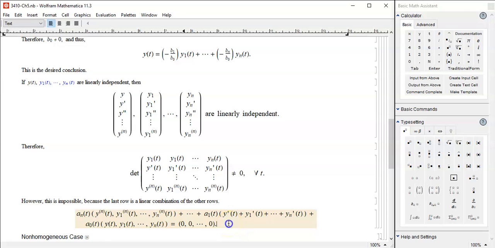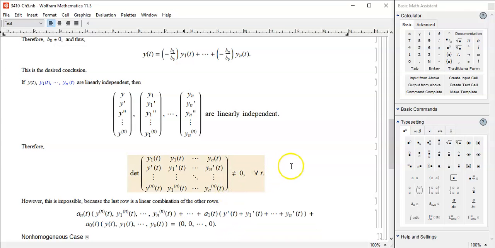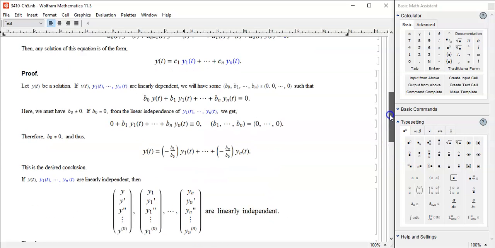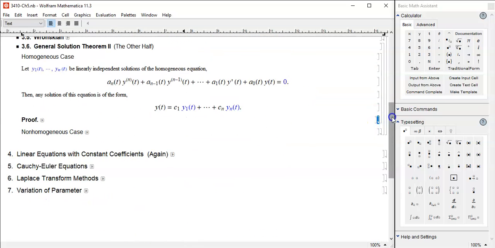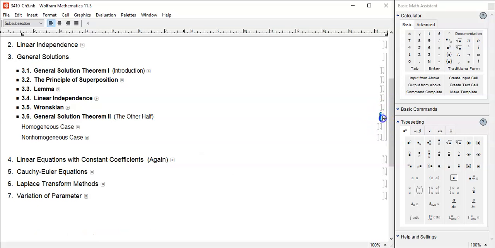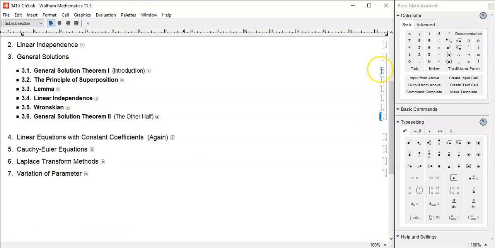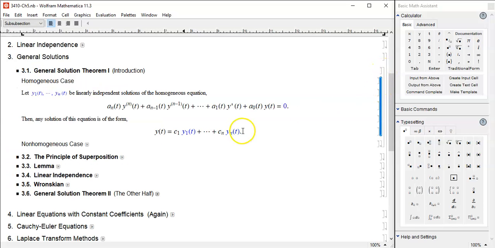So what do you have? We have to have linear dependence here because of the ordinary differential equation. It says independence, so that is not the case. There goes the contradiction, so we cannot have linear independence. And that completes the proof of the general solution. In conclusion, what do we have? Every solution must be of this form.